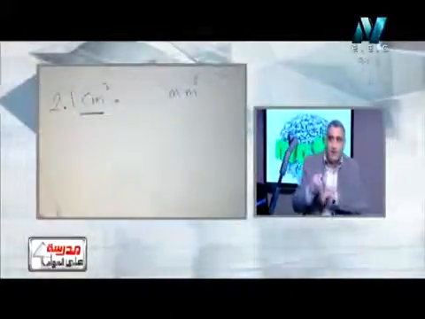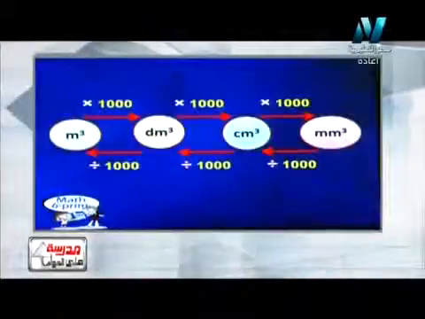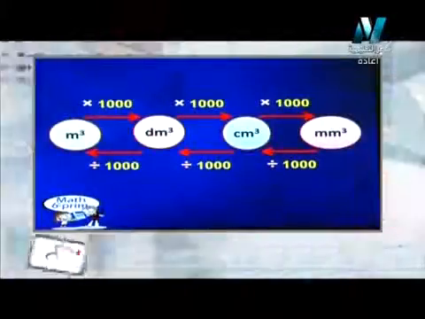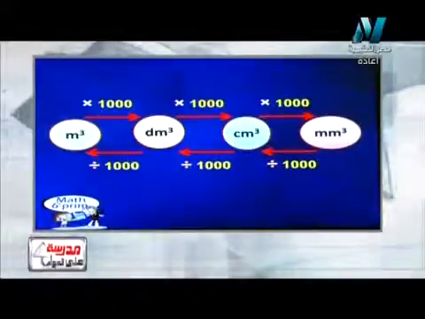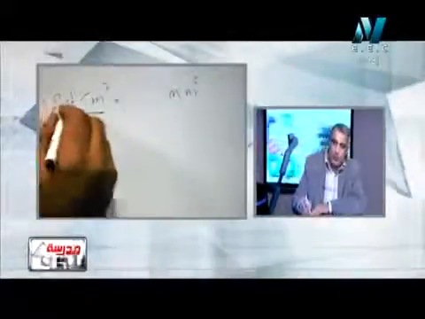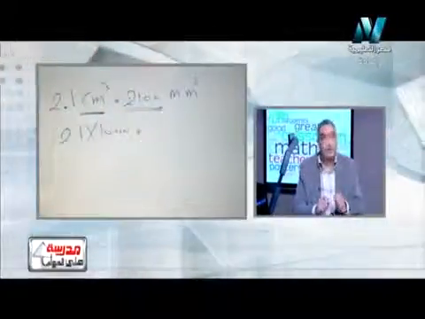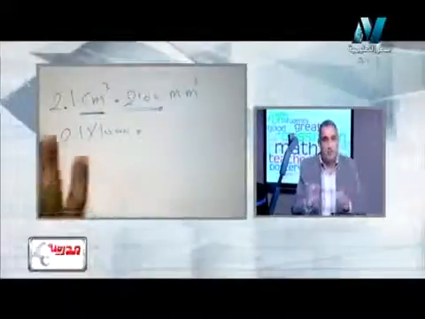Excellent. This diagram is a very important diagram. Centimeter cube to millimeter cube, as you know. We have to multiply by 1000. So 2.1 times 1000. Excellent. The result will be 2100. 2.1 centimeter cube equals 2100 millimeter cube. Very important examples, very important point. You have to know the different units of measuring volume, and you have to know the relation between them.